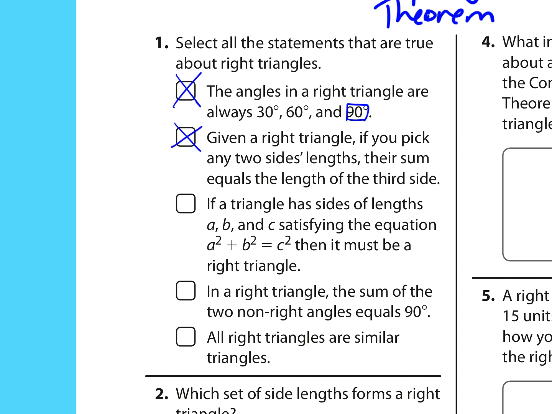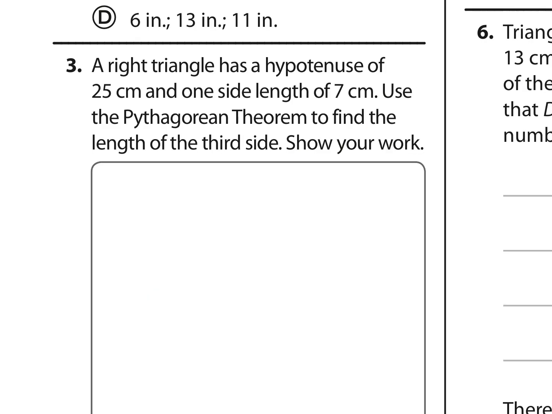The next one, if a triangle has side lengths of A, B, and C satisfying the equation a squared plus b squared equals c squared, then it must be a right triangle. That is true. If it fits Pythagorean theorem, then it is a right triangle. The next one, in a right triangle, the sum of the two non-right angles equals 90 degrees. That is true. And then the last one, all right triangles are similar. That's not true. One angle has to be 90 degrees, but the other two could be any combination that add up to 90.